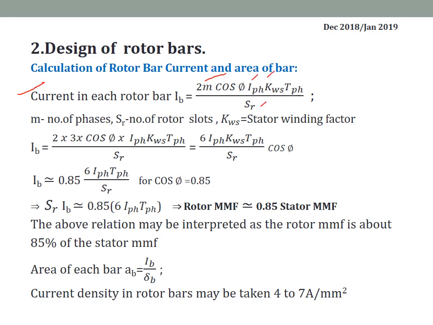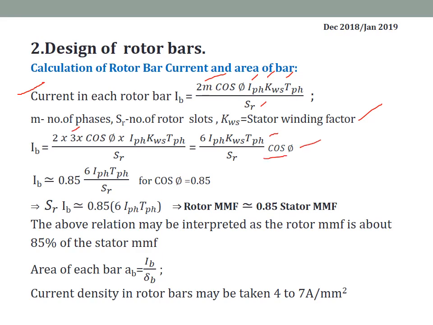So substitute all these IPH, KWS, TPH, you can calculate IB. Where M is the number of phases, SR is the number of rotor slots, and KWS is the stator winding factor. Now IB is equal to, substituting M equal to 3, you will get 6 IPH, KWS, TPH divided by SR into cos phi.